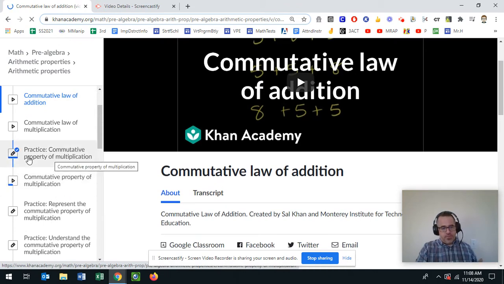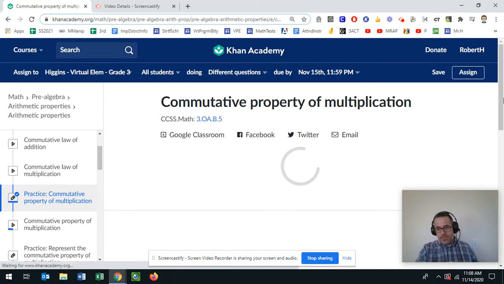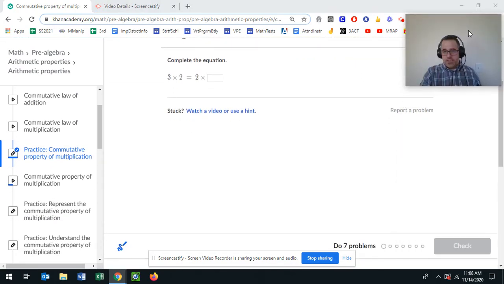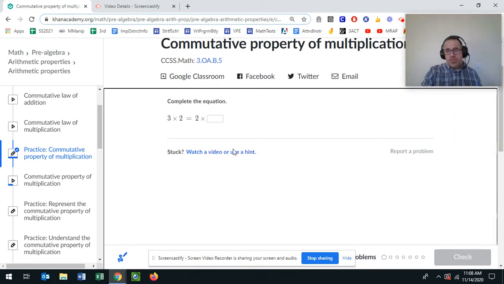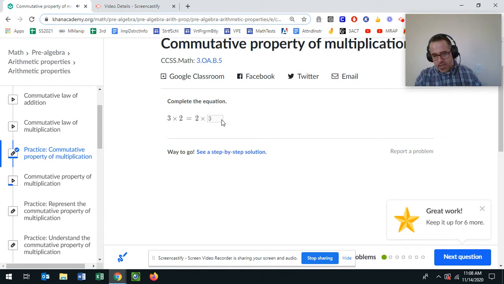You want to go to the pencil for practice. You click it, and now it'll give you only about 3 to 4 problems. I'll move my screen up so you can see the bottom of the screen. 7 problems. And you're supposed to complete the equation. Well, the commutative property is you can flip-flop the factors. 3 times 2 equals 2 times 3. It'll give them instant feedback. Hey, you got it right.